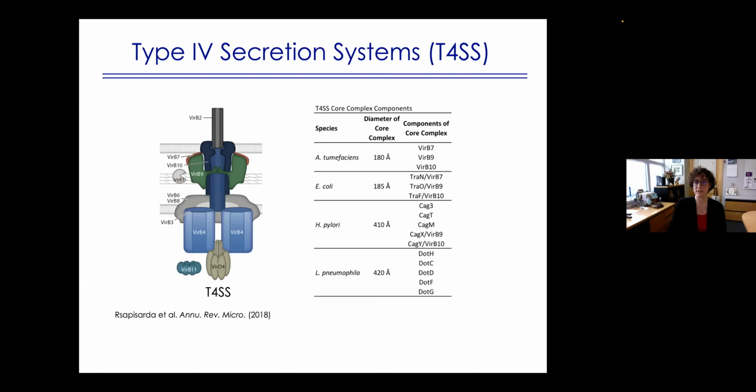The other reason that we really wanted to understand how this type 4 secretion system worked is that this is a complex that is required for H.